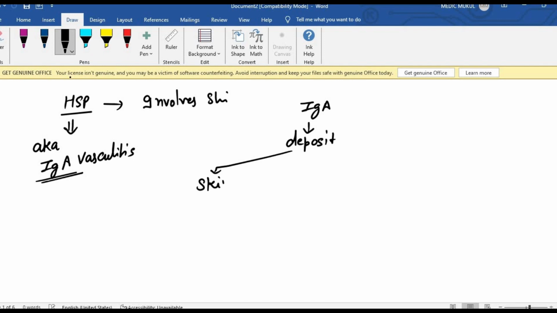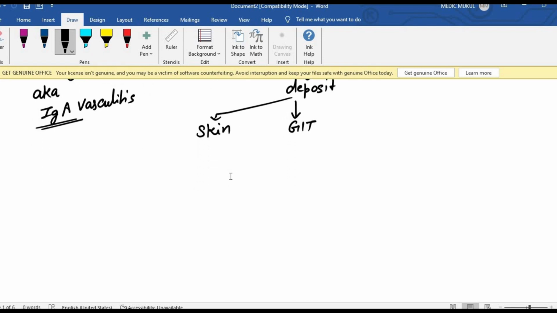This IgA will deposit in the skin. Then they can deposit in the GIT. They can deposit in the skin, the GIT, and the joints, like we studied about arthritis, where they cause arthralgia. And they can deposit in the kidney.